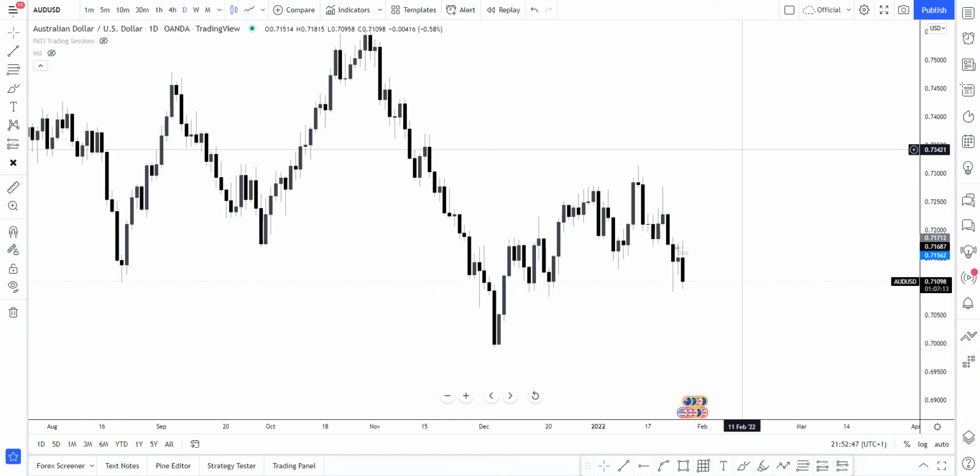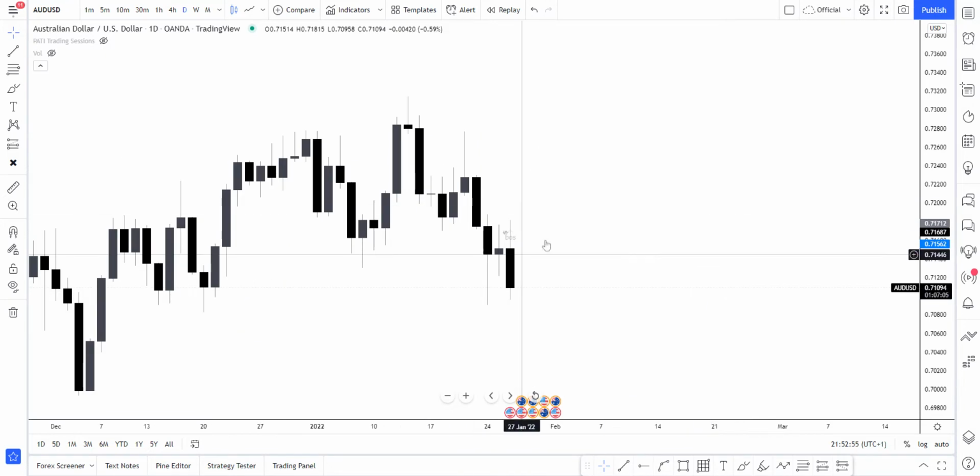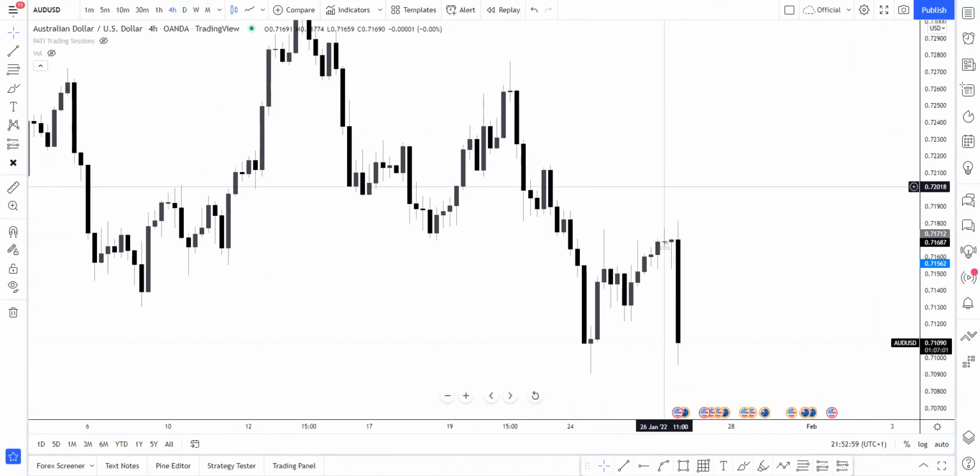I'm Mr. Sicko, and as you see right here, we have AUDUSD, the Australian dollar against the US dollar. You can already see that. Okay, we're on the official chart, and today I'm going to talk about the trade that I took in the morning.